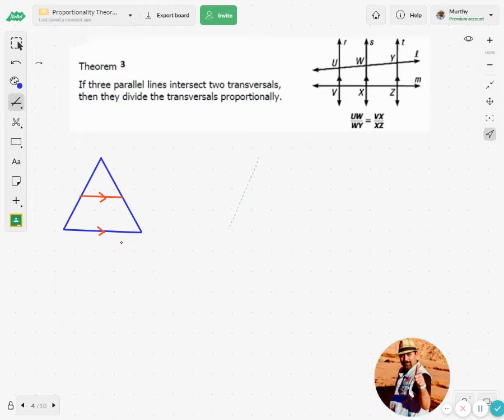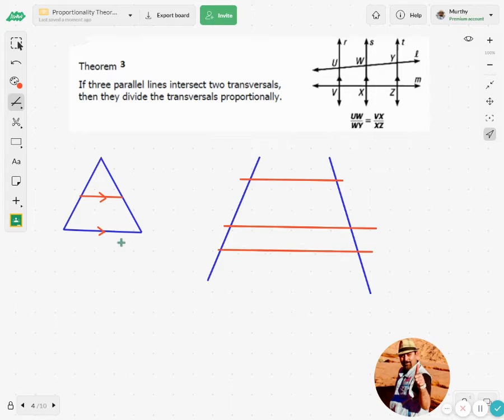Let me draw again, maybe a little longer. Okay, and I'm taking 1, 2, and 3. Now here I'm drawing these three lines as parallel lines. Okay, so let me label them like this: AB is parallel to CD, parallel to EF.